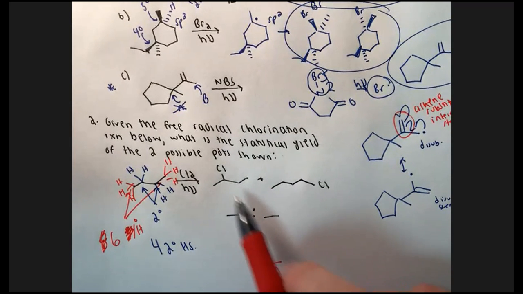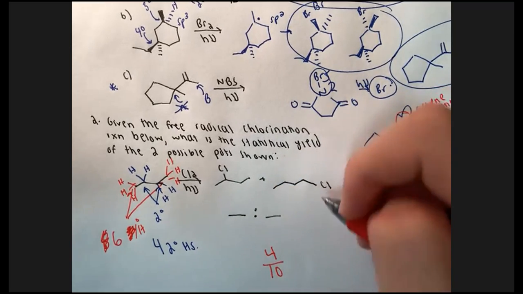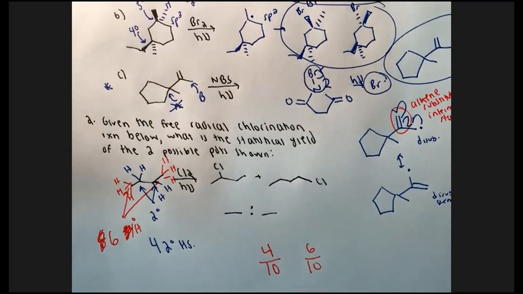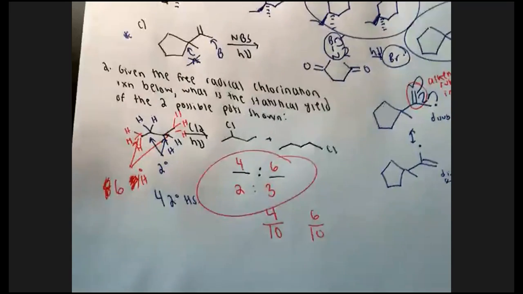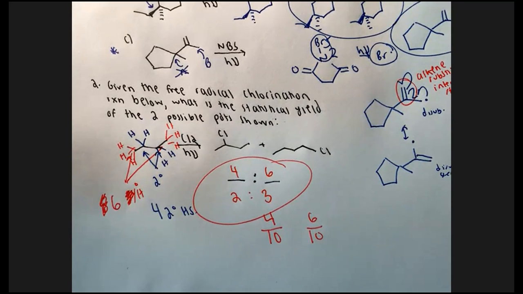Okay, so how many possible protons do we have to work with? Well, there were 4 of them. And then for this primary product, we had 10 total, but we could only use 6 of them. So the ratio would be 4 to 6, or if you guys like math, 2 to 3. And yes, this was asked before. Okay, so make sure you know how to do that.